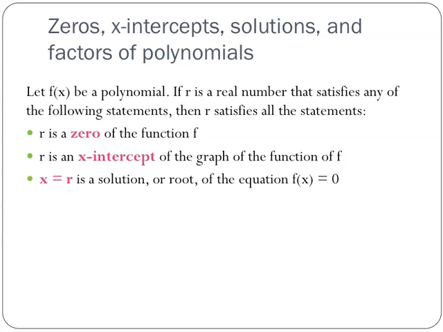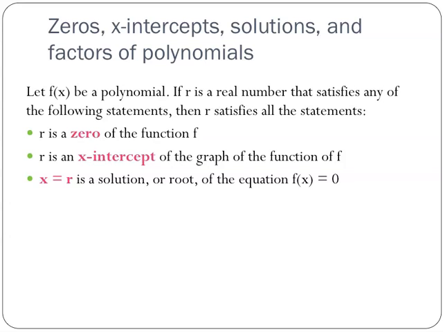We would also say that x equals r is a solution or a root of the equation f of x equals 0. So for your polynomial, if it's set equal to 0 and you're trying to solve for it, you're really trying to solve for the x-intercepts. So you're really finding a solution, and you can say x equals r is a solution of that equation.